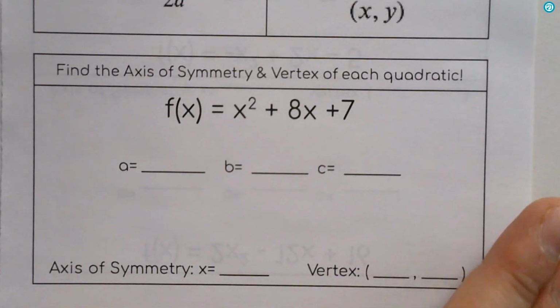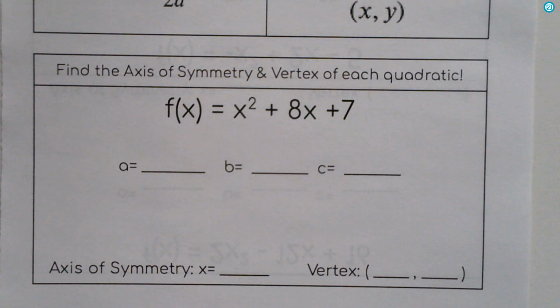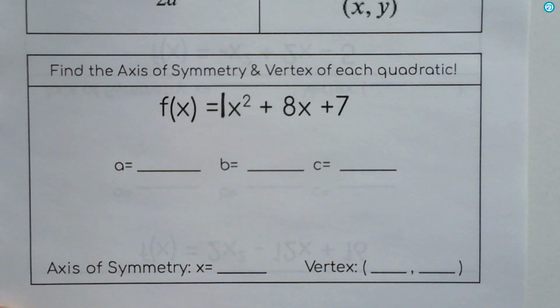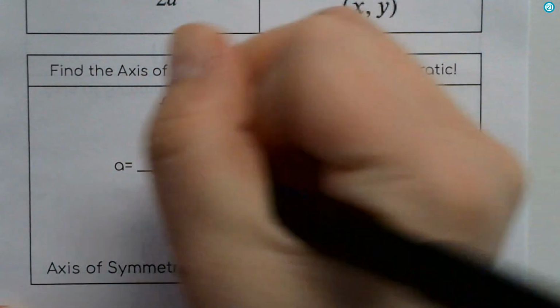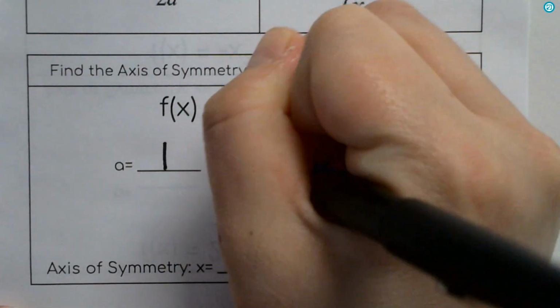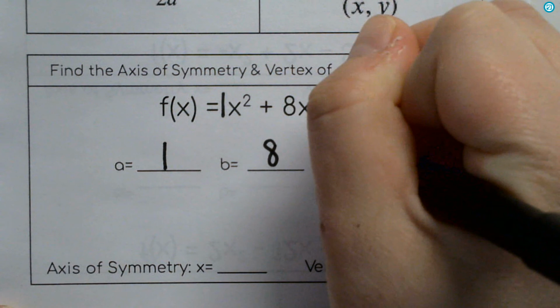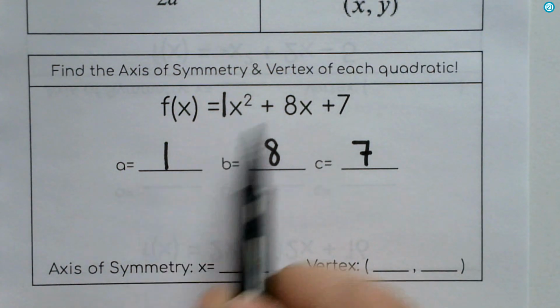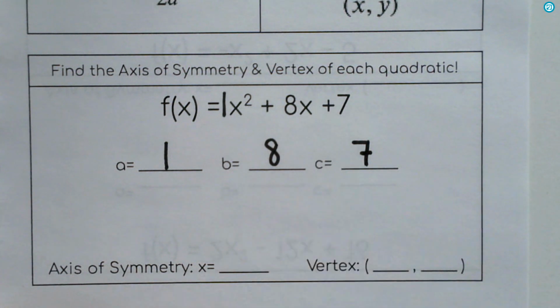So our first example we have here, f of x equals x squared plus 8x plus 7. First thing I'm going to do is identify a, b, and c. There's an imaginary 1 right here in front of x squared. So if x squared is by itself, it's 1x squared. So my a value is 1, my b value is 8, and my c value is 7. So I just got that from there, 1, 8, and 7.